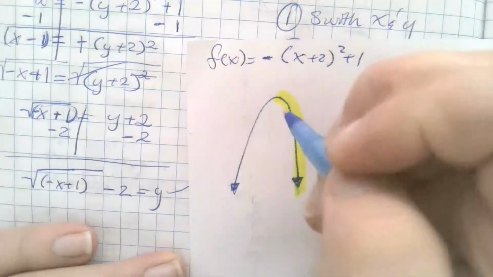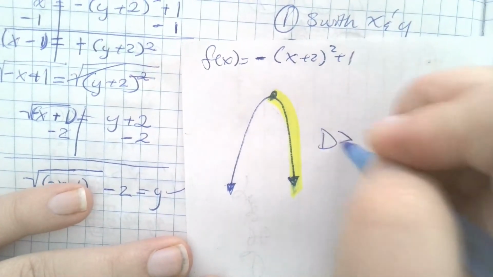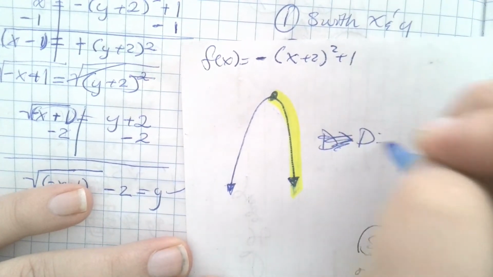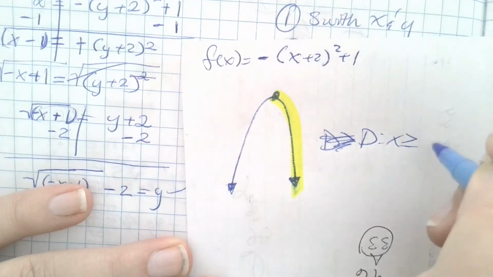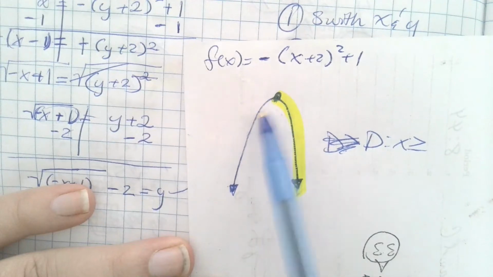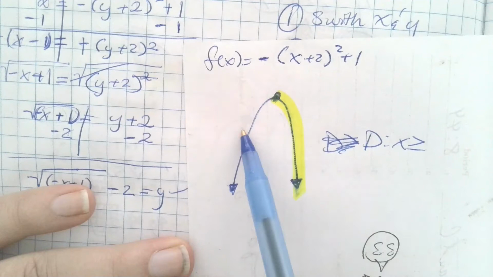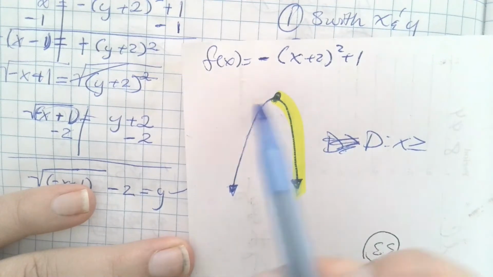So we need to figure out where the vertex is exactly, because the domain is going to be x is greater than or equal to whatever your vertex is. Because then we couldn't go any lower than that, right? Like if this was 5, I couldn't use 4 because that would mean it's coming back down. You follow me? So we've got to figure out where this is at.